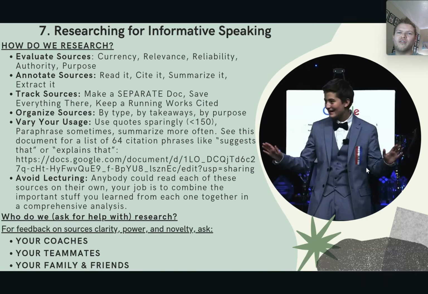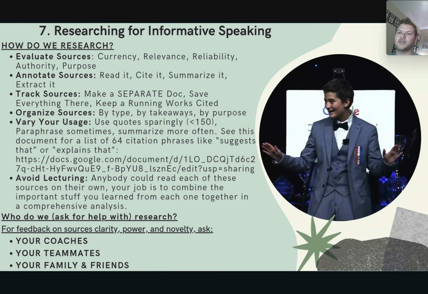And make sure that you are avoiding lecturing. You don't want to sound like someone who's just presenting a research paper, and you don't want to sound like a know-it-all. So you need to make sure that you are using your sources to create your analysis, not that you are just a mouthpiece for sharing sources that anybody could have found on Google.